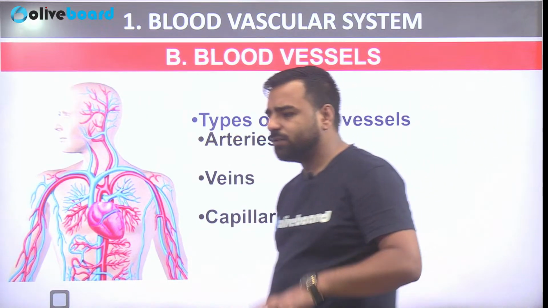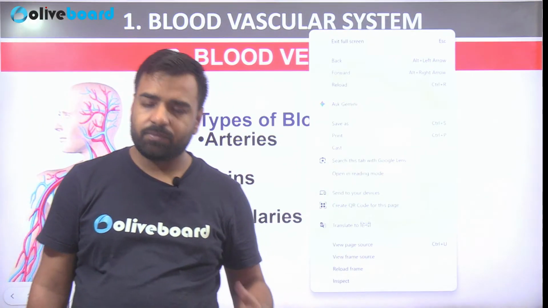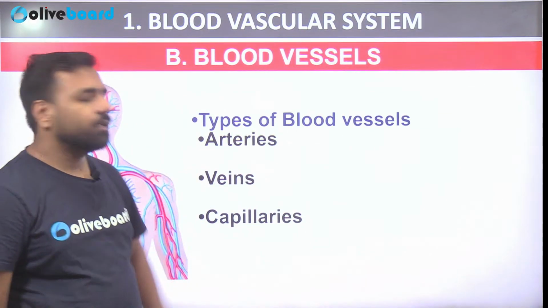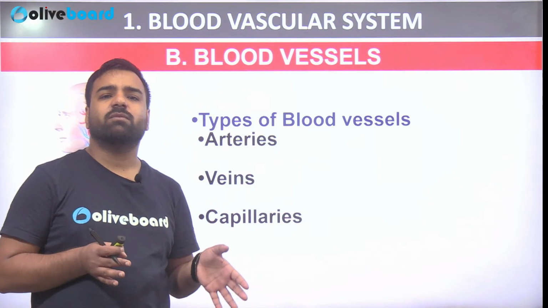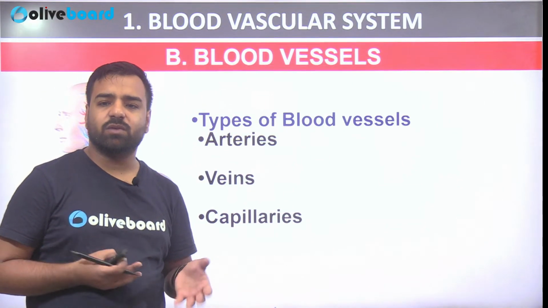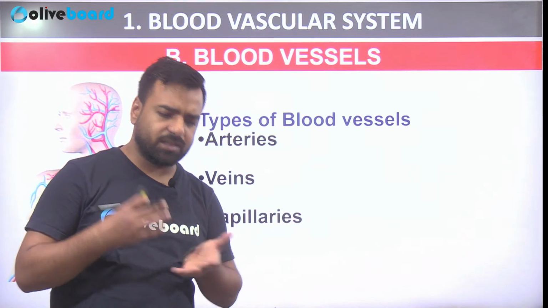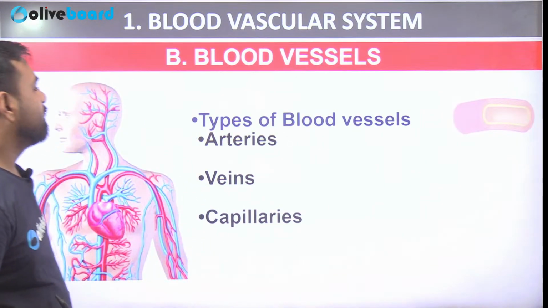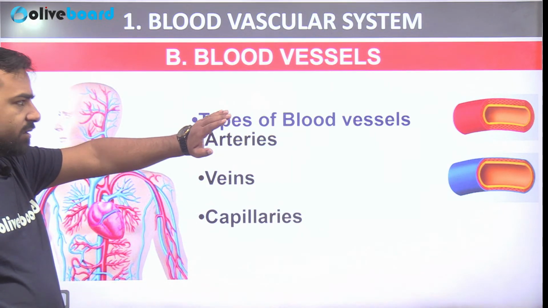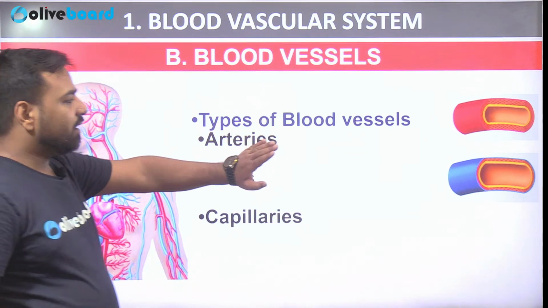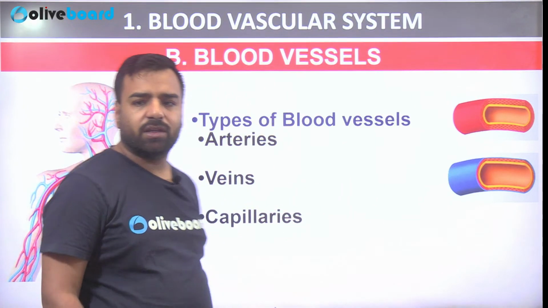Arteries are the ones that carry the oxygenated blood, that is, the blood with the maximum amount of oxygen. Veins carry the blood with the lesser amount of oxygen, where the carbon dioxide content is more. And capillaries are the ones in which the mixing of the blood takes place. So arteries, as discussed, are the ones from which the blood with oxygen travels, and veins are the ones from which the blood with maximum carbon dioxide flows.